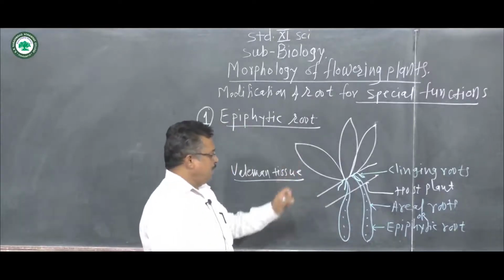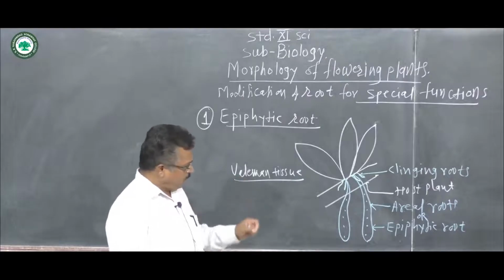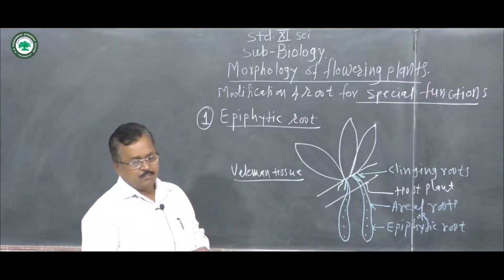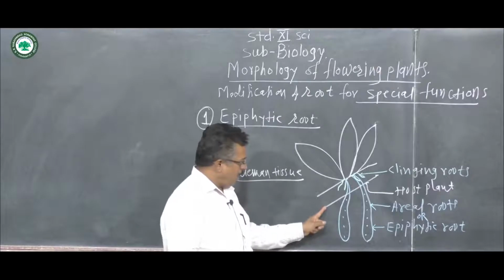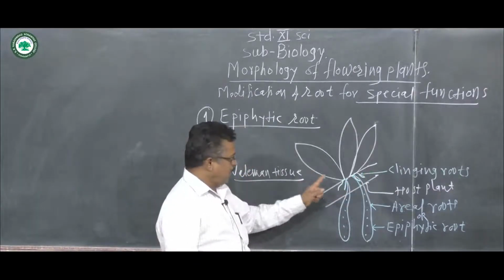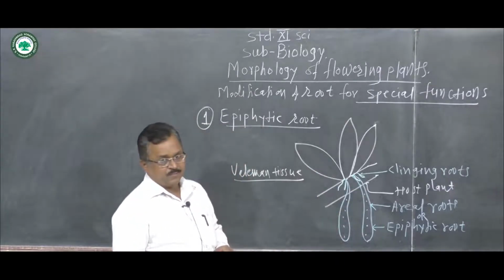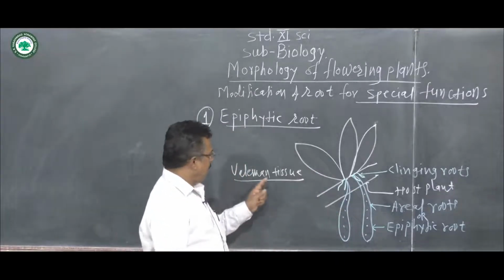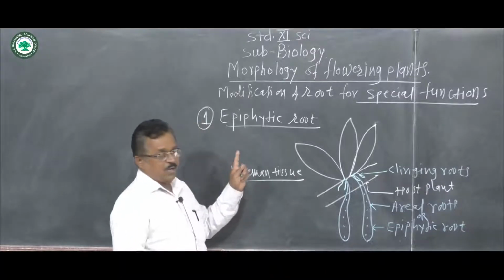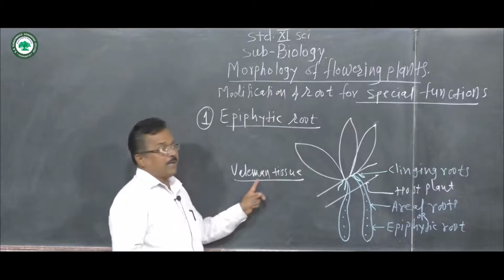These plants are unable to absorb water from soil, because they grow on the body of other plants. Hence, they cannot take the water from soil. They absorb the moisture from atmosphere with the help of this tissue called the velamen tissue.